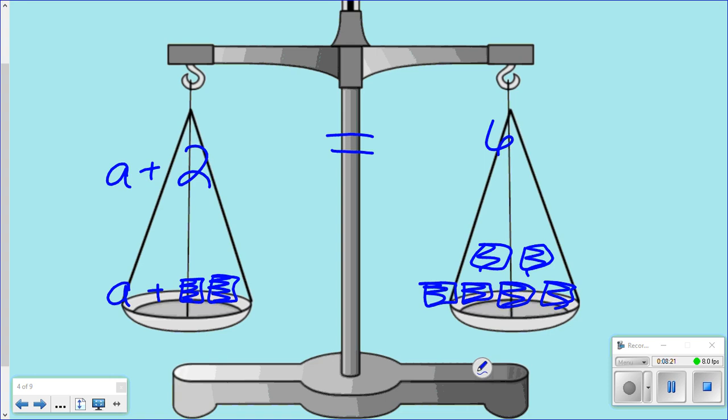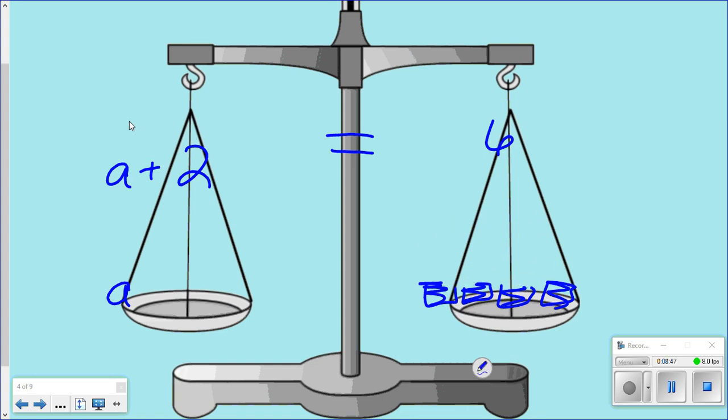I want A by itself. So what am I going to do over here? Erase the 2. I'm going to get rid of it. I'm going to cancel it out. Okay? Now if I do it to this side, what do I got to do? I have to do it to this side, because if I don't, this is what my balance looks like. It started like this. Now it's like this, because I took 2 off of this side. I got to take 2 from here.